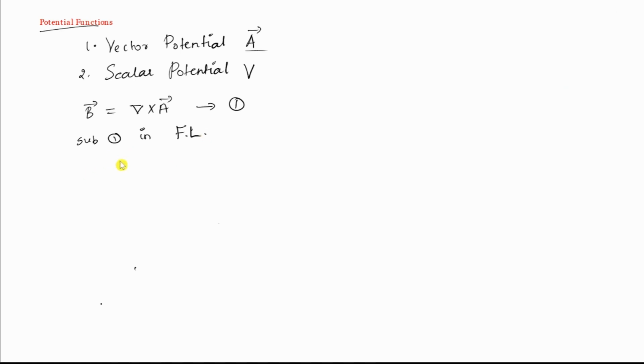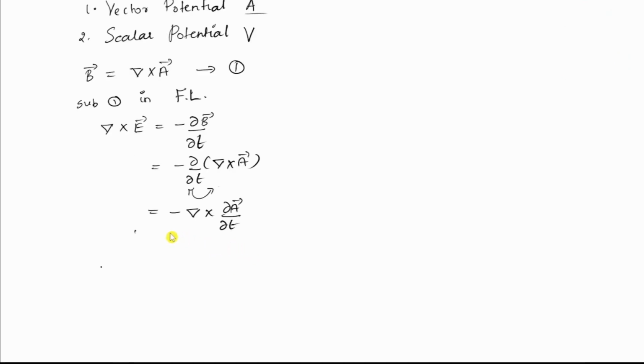Okay. So let us write the Faraday's law, that is del cross E is equal to minus dou B by dou T. So in this equation, substitute the equation number 1, that is minus dou by dou T into del cross A vector. Now let us interchange these two. That is minus del cross dou A by dou T. Okay. Now bring the right hand side term to the left hand side.